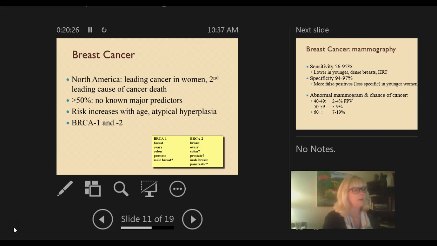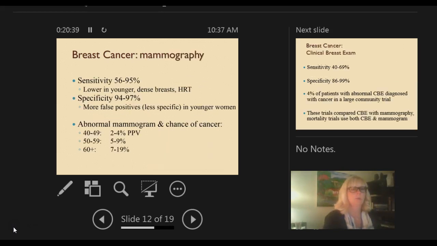And BRCA2, we know, is strongly associated with breast cancer, ovarian cancer, and male breast cancer. There's a question mark whether it's associated with colon, prostate, and pancreatic cancer. So let's look now at the sensitivity and the specificity. So a true positive and true negative.